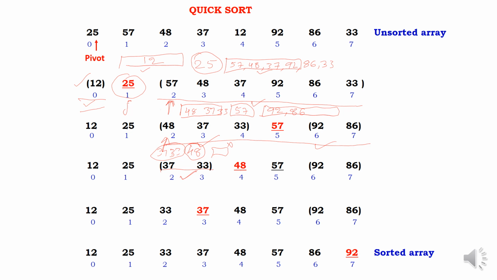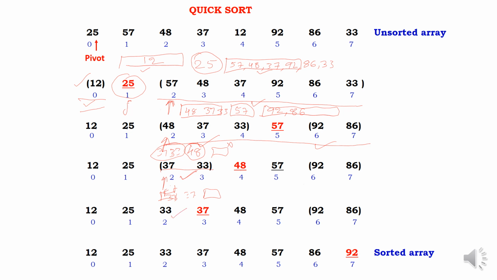So 37, 33. We select 37 as pivot element and we fix that 37 by dividing the array into two arrays, left partition, right partition. What are the other elements? 33. 33 is less than 37, so it is placed in left side. Is there any other element? No, there are no other elements. So 33 is placed before 37. 37 is fixed as a pivot element in its proper position. And 33 is there in its left partition. There are no other elements in the right partition. So as there is only one element in the partition, we say that that is sorted.